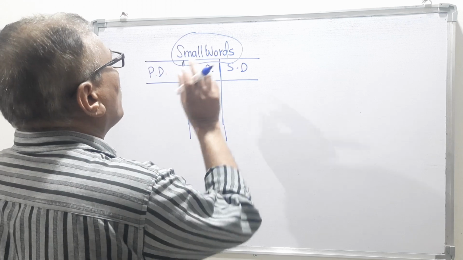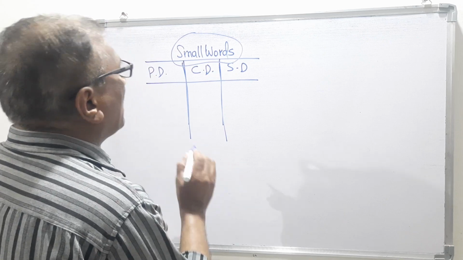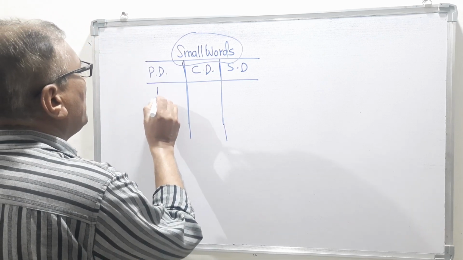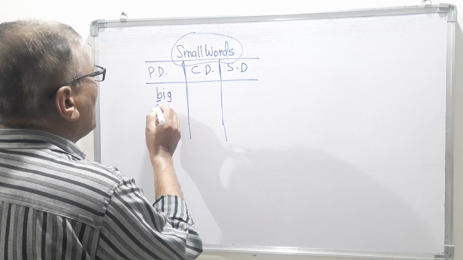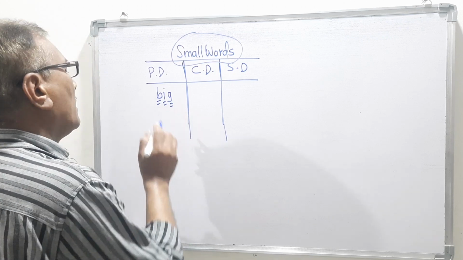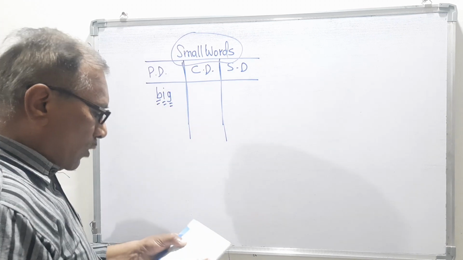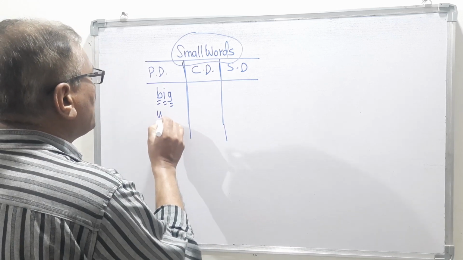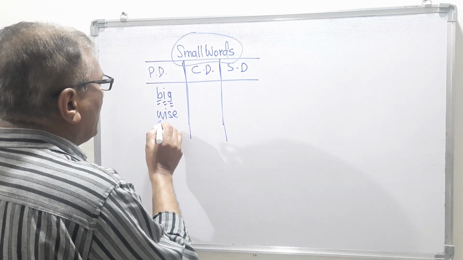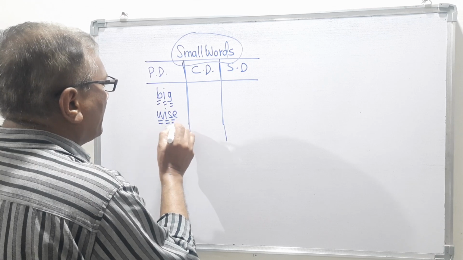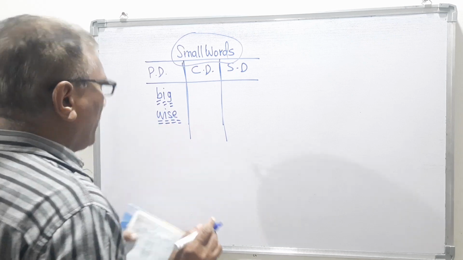What are called the small words? Small words means the words which are small. Suppose big, B-I-G, big. This is a small word because there are only 3 alphabets. Then wise. This is also a small word because there are only 4 alphabets, W-I-S-E.